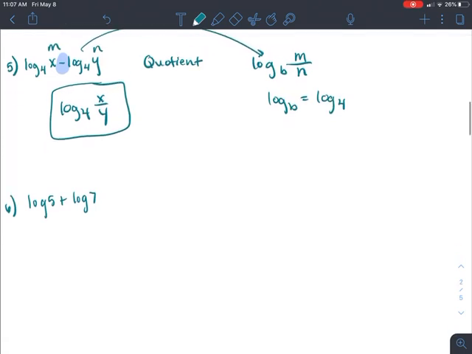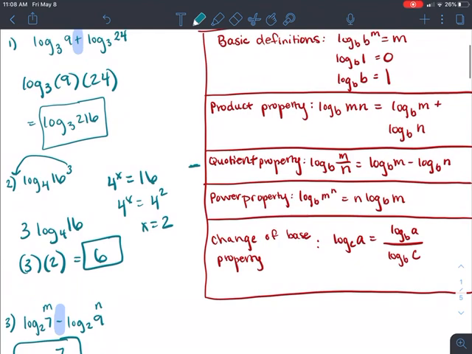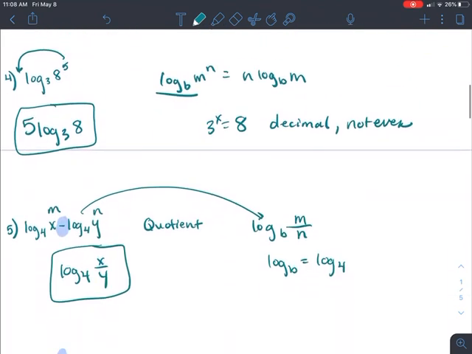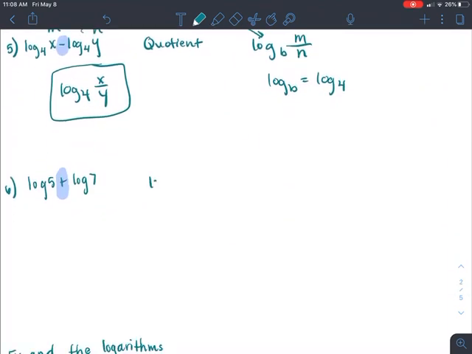Finally, we have log 5 plus log 7. Now, the plus sign, that's my key here. So my plus sign is going to be my product property. So I can combine these into one function, log b of mn. The product property.